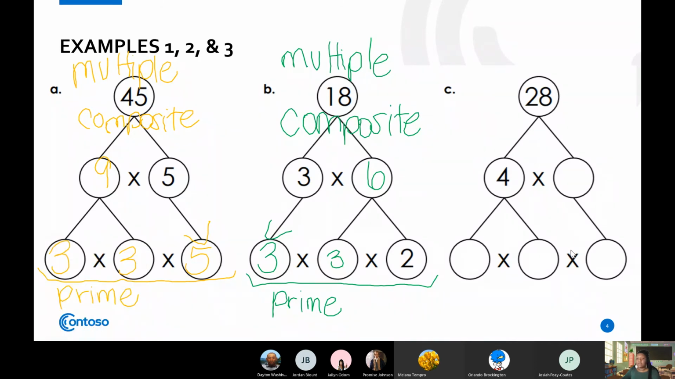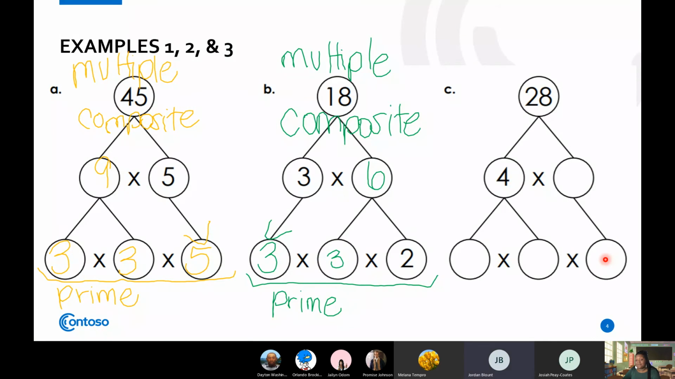Jordan, turn on your mic, please, and tell me what 2 words would I use to describe 28? Multiple and composite. Very good. Jordan, keep your mic on. What number would go here in this first bubble? 7. Very good. Jordan, what am I going to do with that 7? Bring it down.